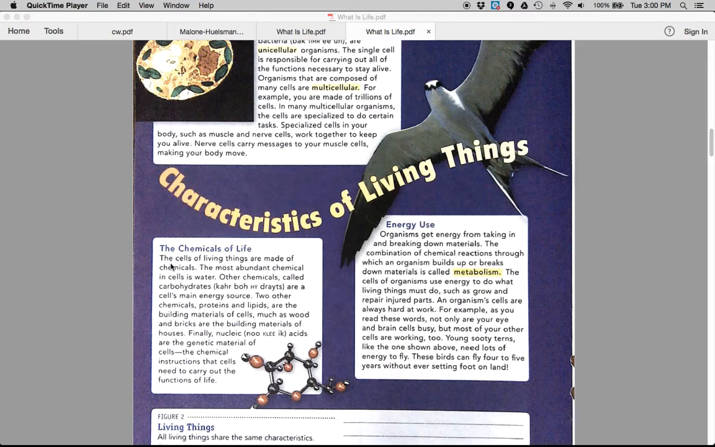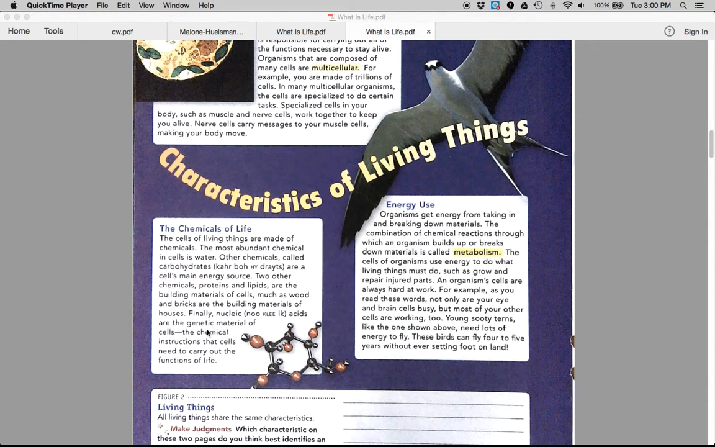The chemicals of life. The cells of living things are made of chemicals. The most abundant chemical in cells is water. Other chemicals called carbohydrates are a cell's main energy source. Two other chemicals, proteins and lipids, are the building materials of cells, much as wood and bricks are the building materials of houses. Finally, nucleic acids are the genetic material of cells, the chemical instruction that cells need to carry out the functions of life.